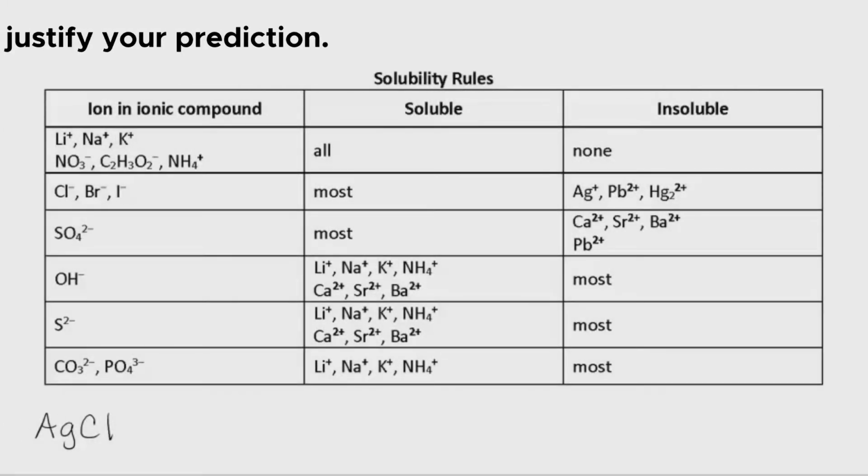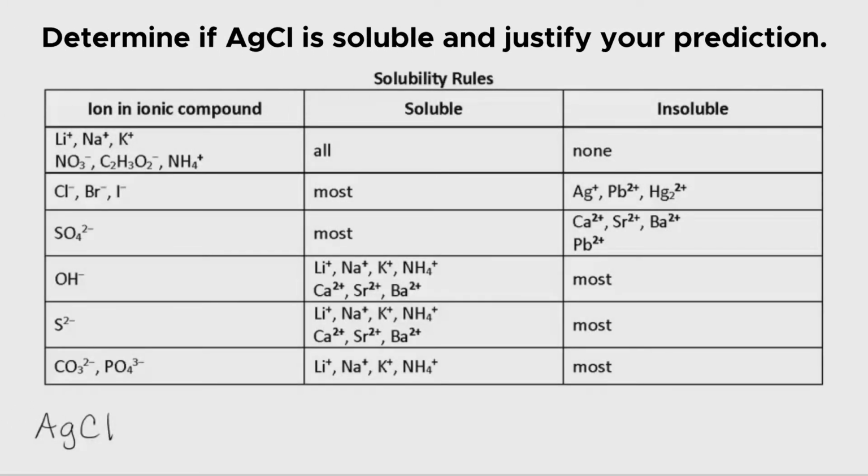So let's look at how to predict and justify solubility using a set of solubility rules. And we'll start with the example of silver chloride. First, we identify the cation and the anion from this compound. So we have Ag+ and Cl-.